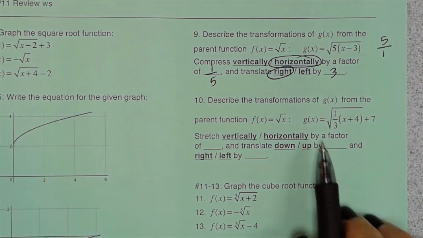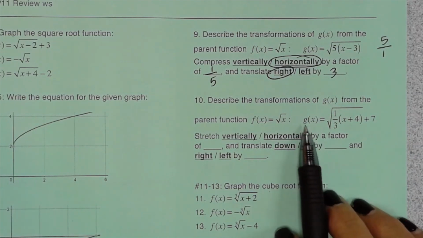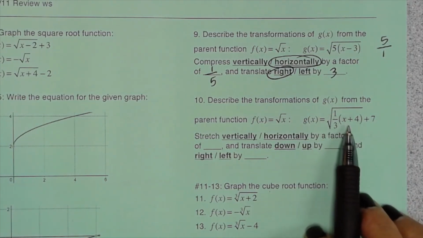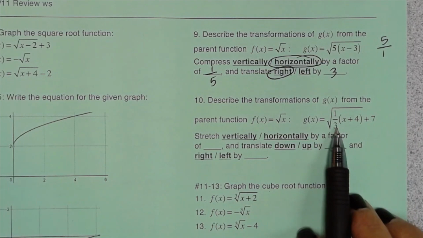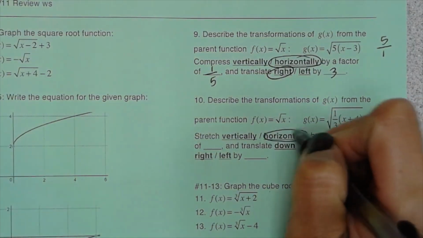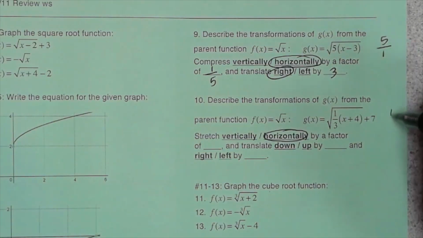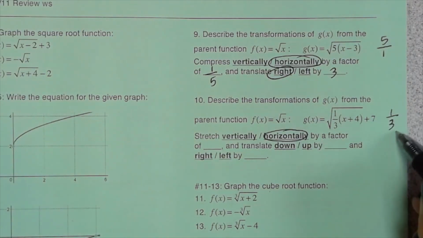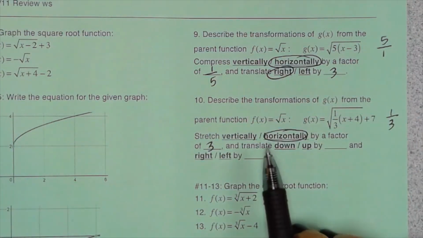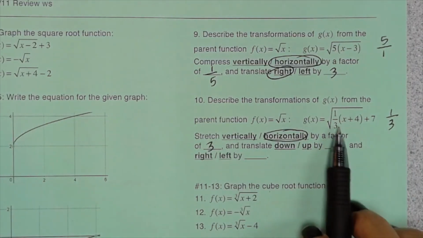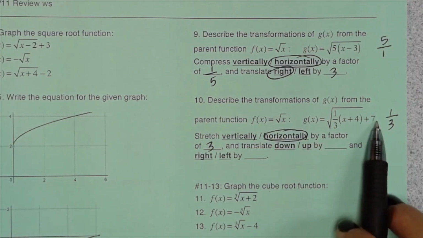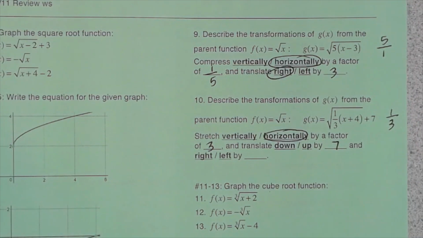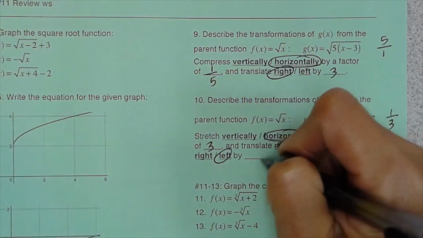For number 10, it's a similar problem. This time you have g of x equals the square root of 1/3 times the quantity x minus 4, and then on the very outside it says plus 7. So the 1/3, again, because it's underneath the square root, it's going to be a horizontal stretch, and so the factor is going to be the reciprocal. Instead of 1/3, the factor is going to be 3, because it's underneath the radical. Next, you have a translate up because it's a positive 7, so that's by 7. And then finally, we have a left by 4.